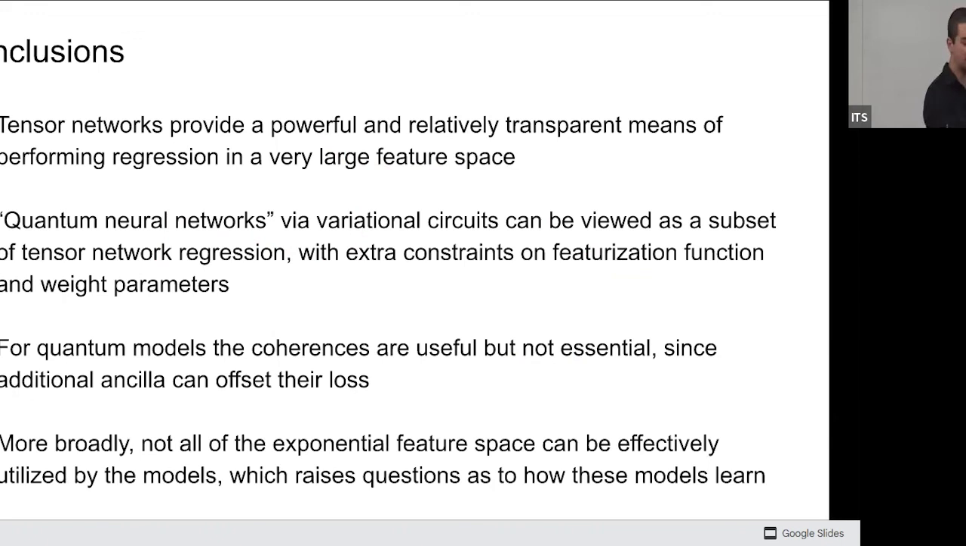Either coherence could be removed, more ancilla undoes the damage basically, or shrinking the space down to a small space is almost as good as a full space. So there's some, yeah. Go ahead.